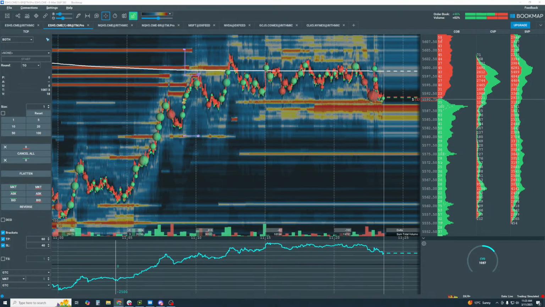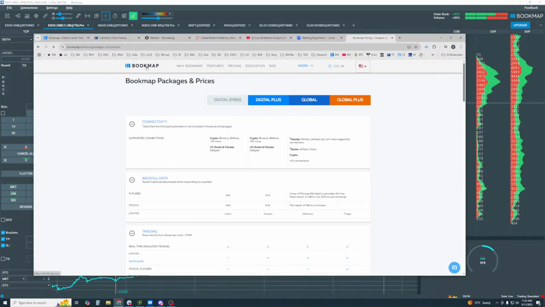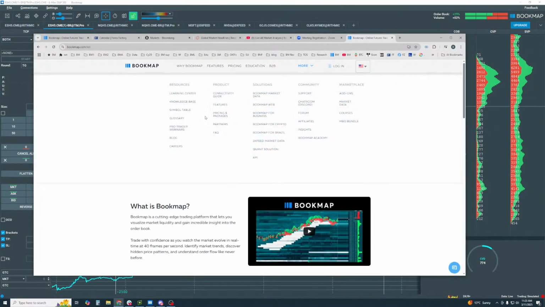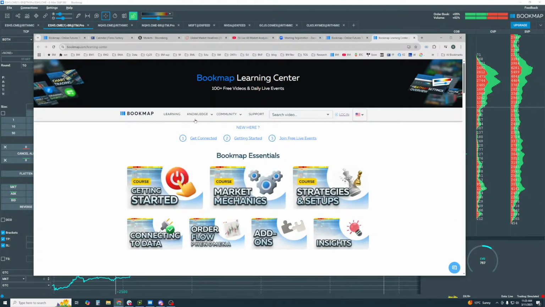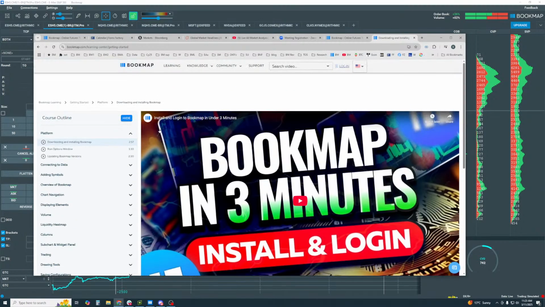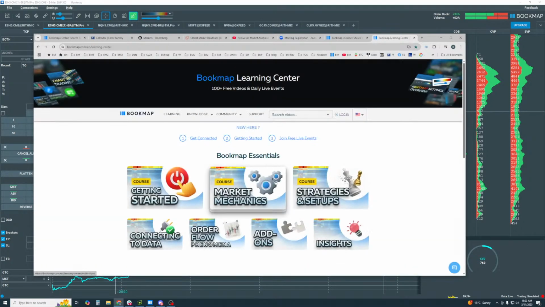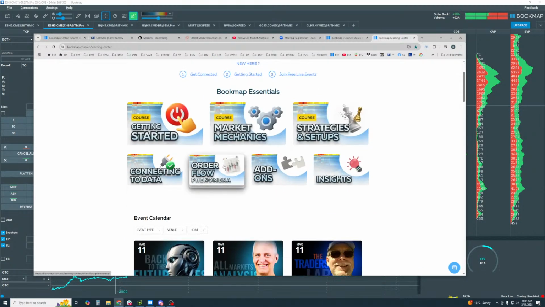Yeah, sure. You want to go back to the link? Well, let me show you where you can find that. If you go to bookmap.com, you click on the More button here. The Learning Center is a great resource. The knowledge base, well, there's a bunch of great resources in here. In fact, let me show you one after another. The Learning Center is here, with all sorts of videos on how to use Bookmap. There's a course on market mechanics and some strategies and setups, some other order flow phenomena.